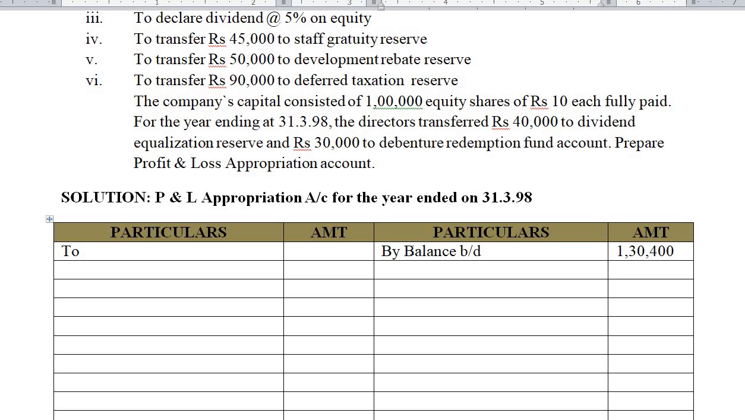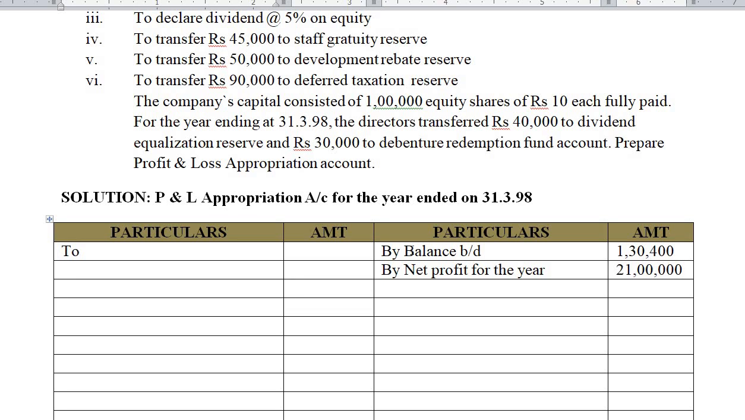Okay. Next item is the current year's profit. So the net profit for the year is 21 lakh. The credit side items, whatever you're going to post, is only this much. Now let us see the debit side.